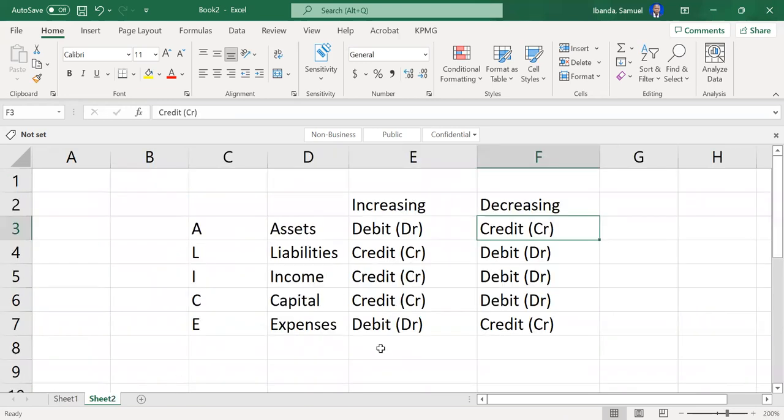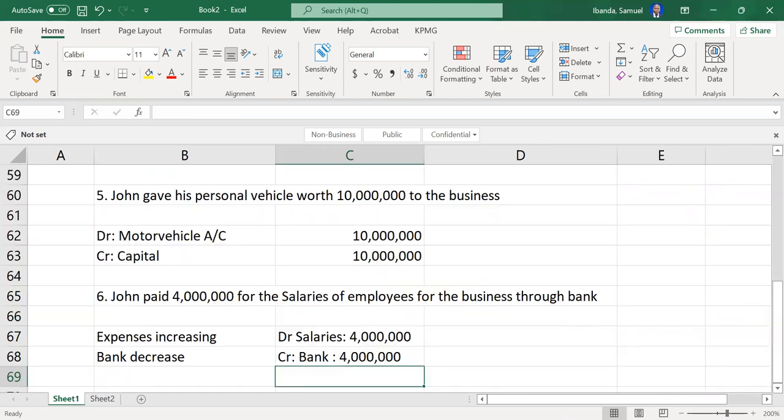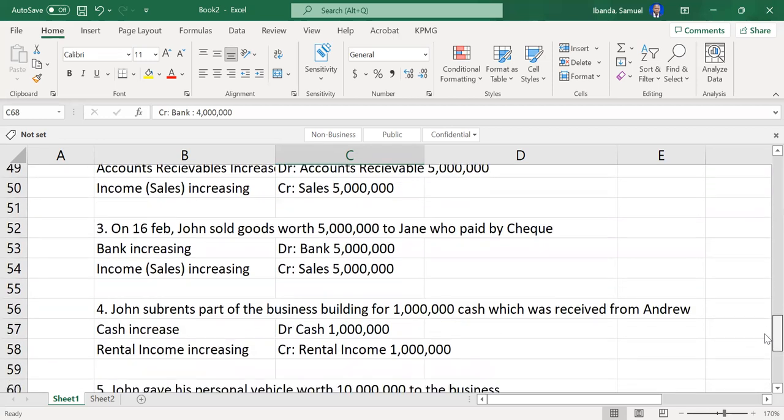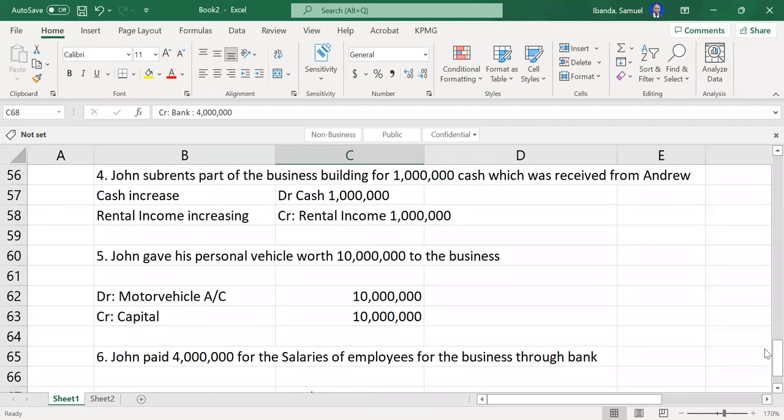So whenever expenses are increasing, we debit them. That's why we are debiting our salaries and then crediting our bank. Now, as you can see, the double entry principle is being met for every one of our transactions. Whenever we have a transaction for the business, we have a double entry that is happening.